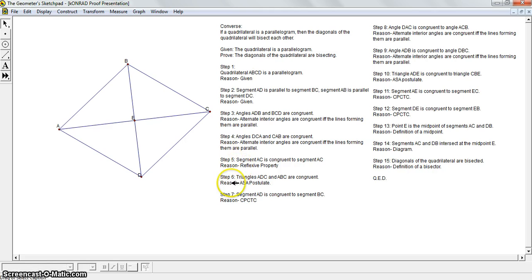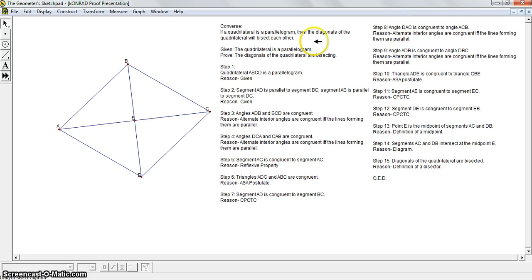So now we move on to step 6. The triangles ADC and ABC are congruent, and this is because of the angle side angle postulate, or the ASA postulate. So now we move on to step 7. So segment AD is congruent to segment BC, and the reason is CPCTC. Now we move on to step 8.